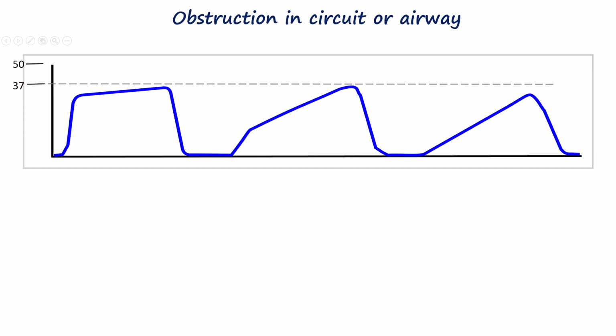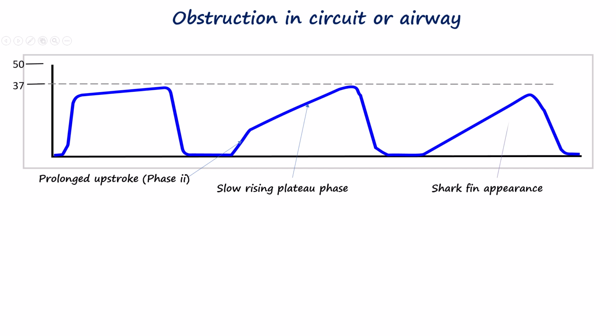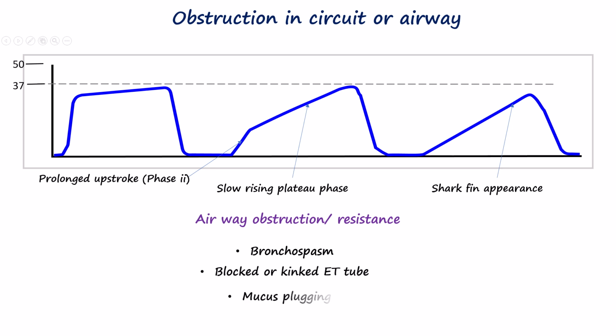Obstruction in the breathing circuit is reflected on the capnograph waveform as a slanted or prolonged expiratory upstroke, or phase 2, and a slow rising alveolar plateau. The waveform appears delayed and less steep, indicating difficulty in exhalation. In severe cases, the plateau may never be reached and the waveform may appear rounded or shark fin shaped. This pattern suggests a partial airway obstruction or increased airway resistance, which may result from conditions such as bronchospasm, kinked or blocked endotracheal tubes, or mucus plugging.